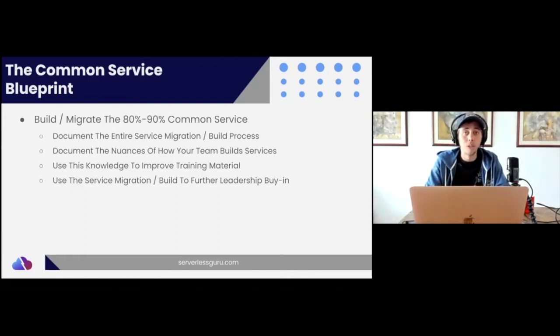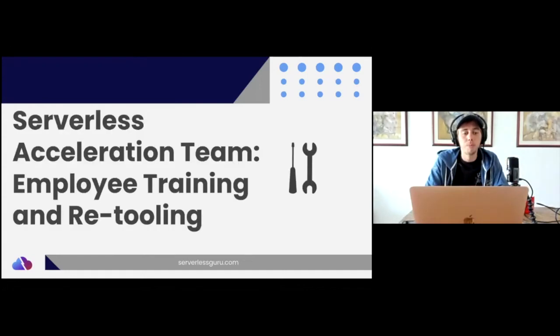We can also use all this knowledge to improve training material, and that kind of feeds back into that feedback loop. So we use the service migration as well to build further leadership buy-in. As we start working on this, as we start showing progress, we can then show that to leadership. They can then give us either more funding, more resources, and/or just help push from above, so that's now having the ripple effects down below.